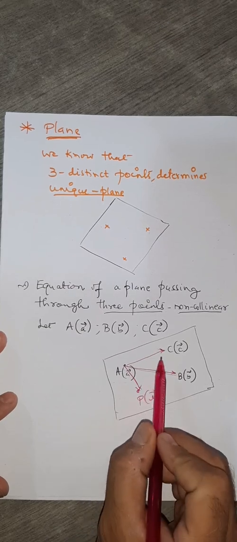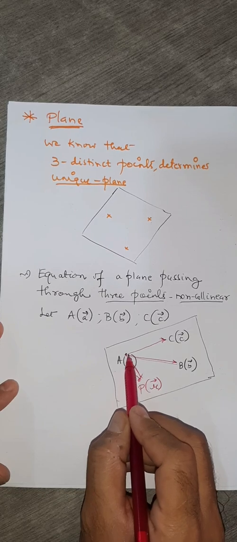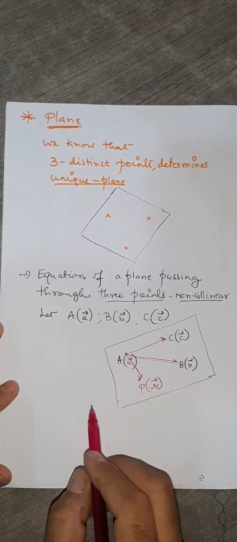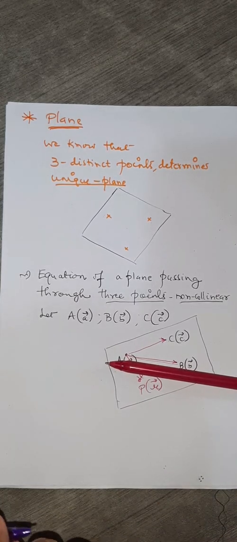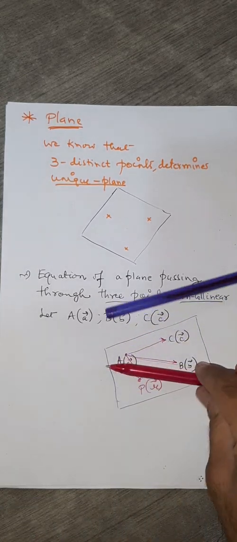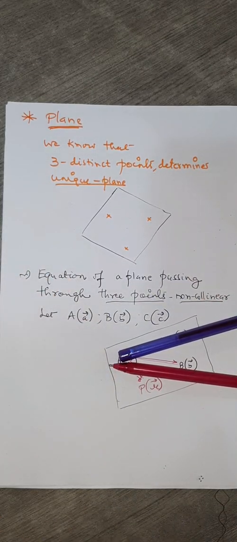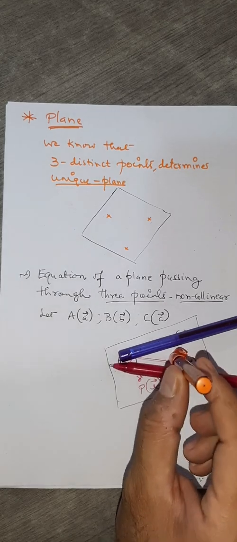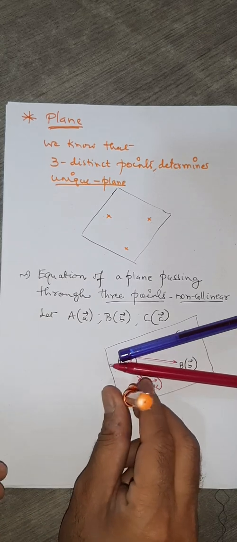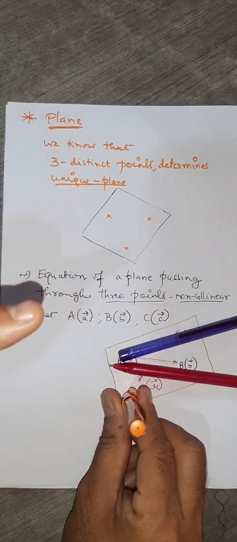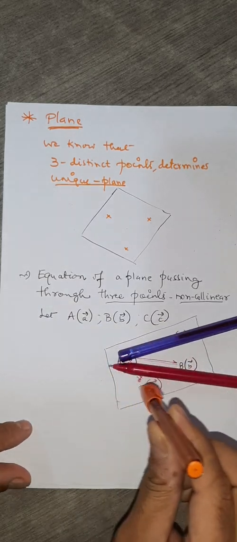Fine. Now I'll get the cross product of these 2. Cross product of which 2? AB and AC. So these 2 vectors are plane vectors. AB and AC are in the same plane. But if I take the cross product, you will get one vector like this, right? Which is nothing but a vector perpendicular to both of these. This vector will be perpendicular to both of these. In fact, it will be perpendicular to every vector of the plane here.